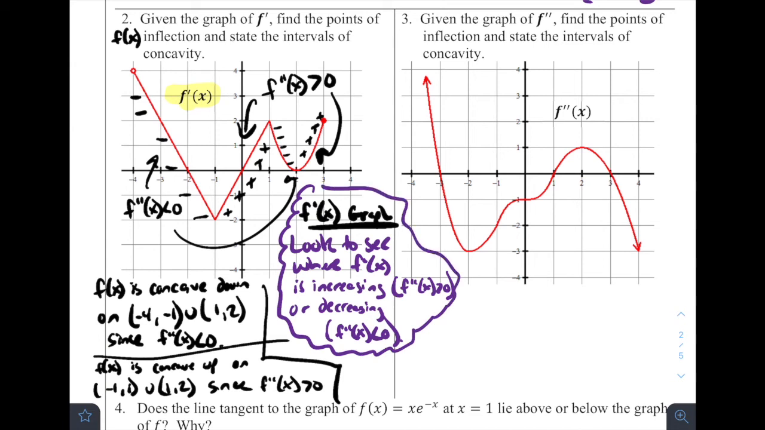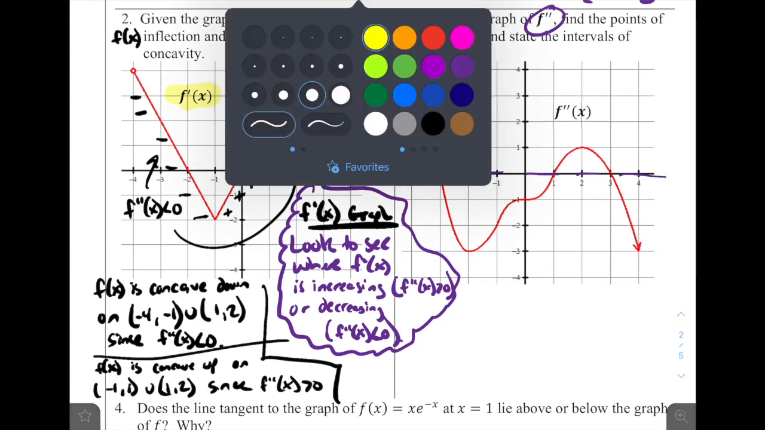What happens, though, in number 3 if we're looking at a graph of f double prime of x? How do we find the points of inflection and state the intervals of concavity? Well, the second derivative here is giving us the outputs of the second derivative function from our original function. So really here, all I am caring about is where is this function above the x-axis or below the x-axis? Where is the output above or below?